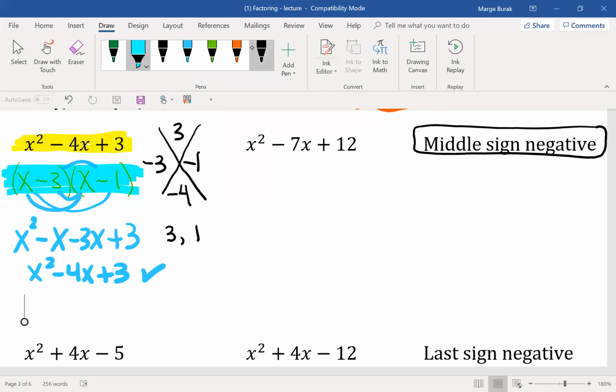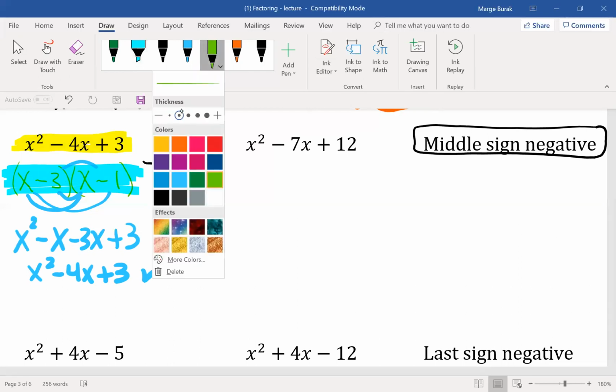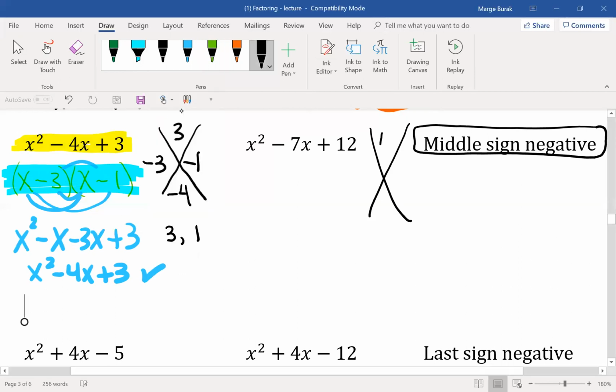All right, let's try another one. Okay, so first of all, I'll make my x. Positive 12 is the product, and negative 7 is the sum. I have, again, 1 times 12, 2 times 6, or 3 times 4. Only one of those will give me a negative 7.